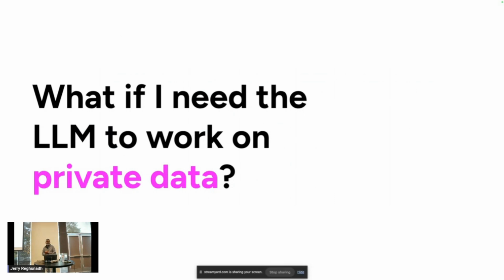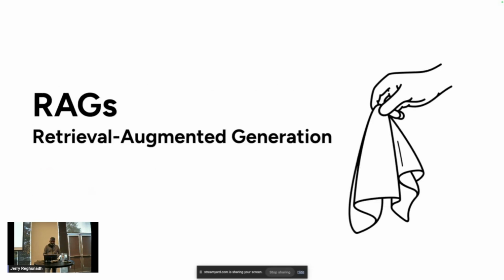So the question then is, what if you want your LLM or your AI to work on your private data? Like the question that I asked, how do I find my top 5 expenses from last night, right? That's where RAGs comes in, or retrieval augmented generation comes in.